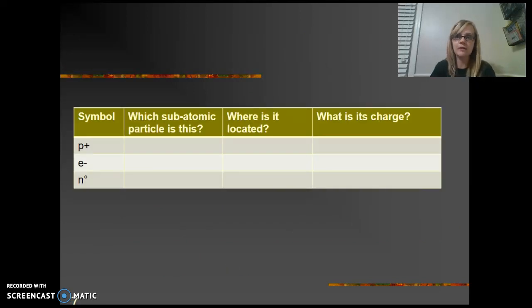All right, so really quickly, here's a review. Here's my symbol. Think about what subatomic particle this is, where it is located, and what its charge is. Take a moment. Okay, your protons, they're in the nucleus, and the charge is positive. Then you have your electrons, in the energy levels. Get used to saying energy levels. No other answer will be accepted. And their charge is negative.